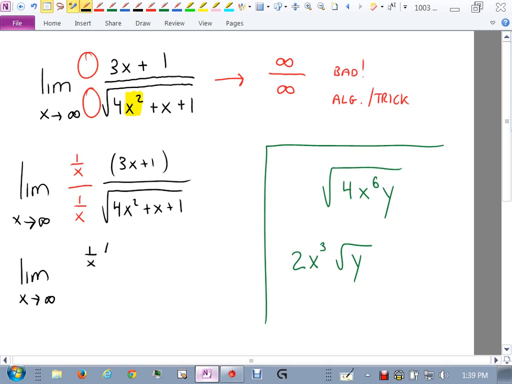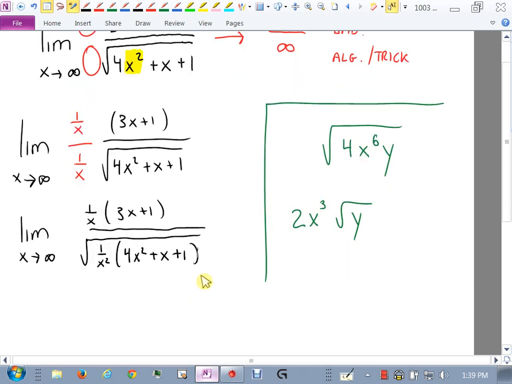I'll leave the top for now. I have the square root, and the 1 over x went inside, became 1 over x squared. Once it's inside, it can pass through all the terms. Make sense? 1 over x goes in as 1 over x squared, and then I'll pass it through each of these.